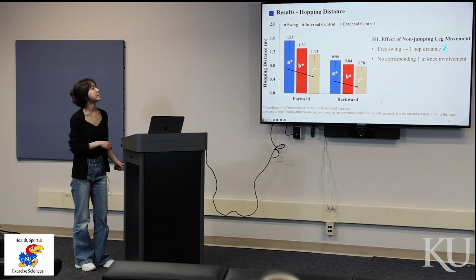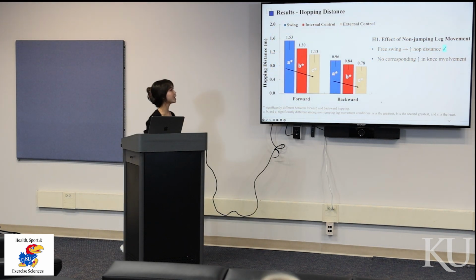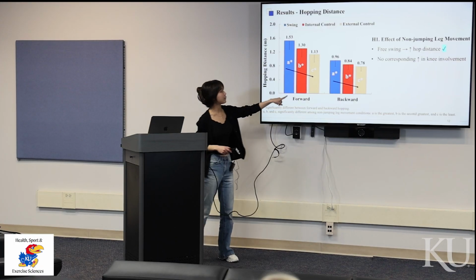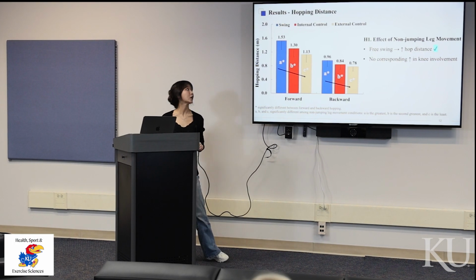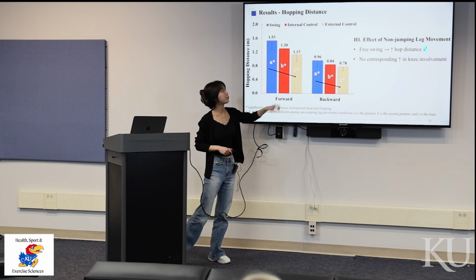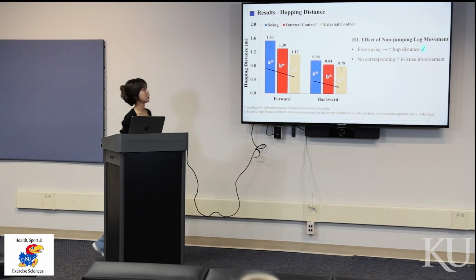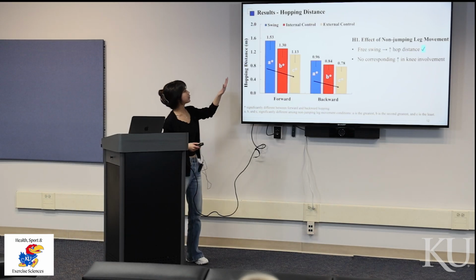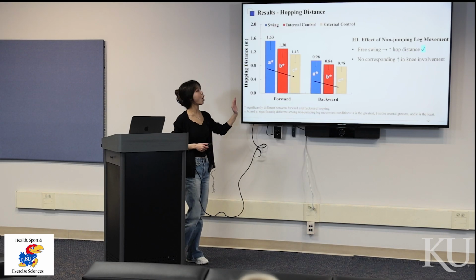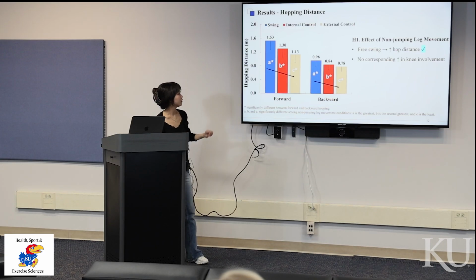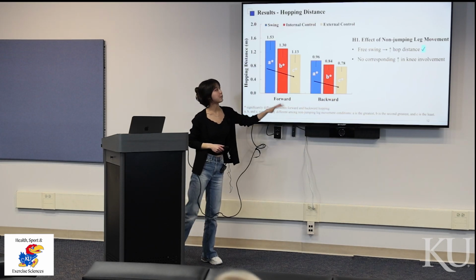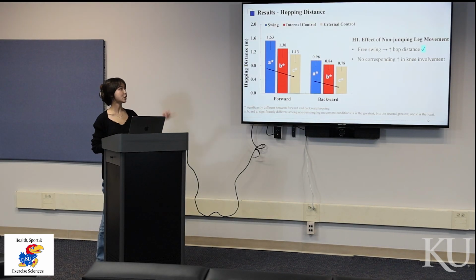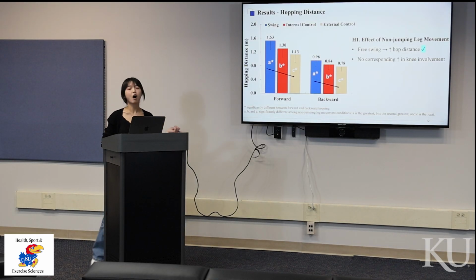And here is the result. We can look at the figure there, and the blue bar represents the free swing condition. The red bar represents the internal control condition, and the golden bar represents the external control condition. As we can tell, the free swing condition showed the greatest hop performance during single leg forward and backward hop. It supports our hypothesis 1. The free swing condition will result in greater hop performance.